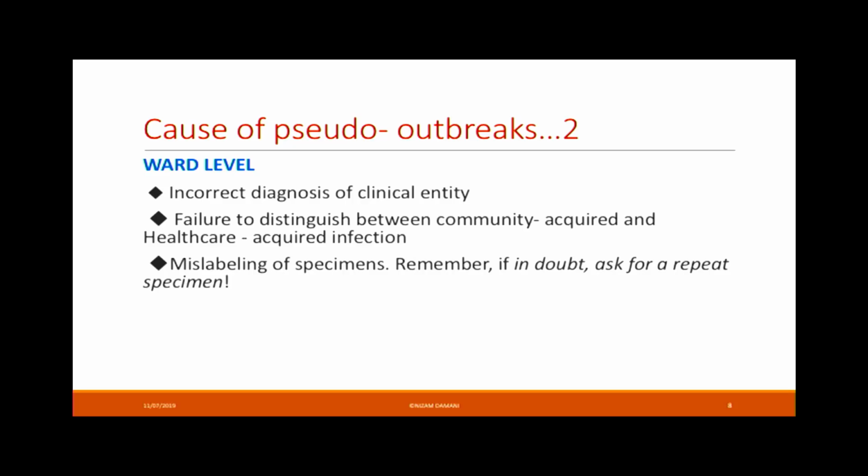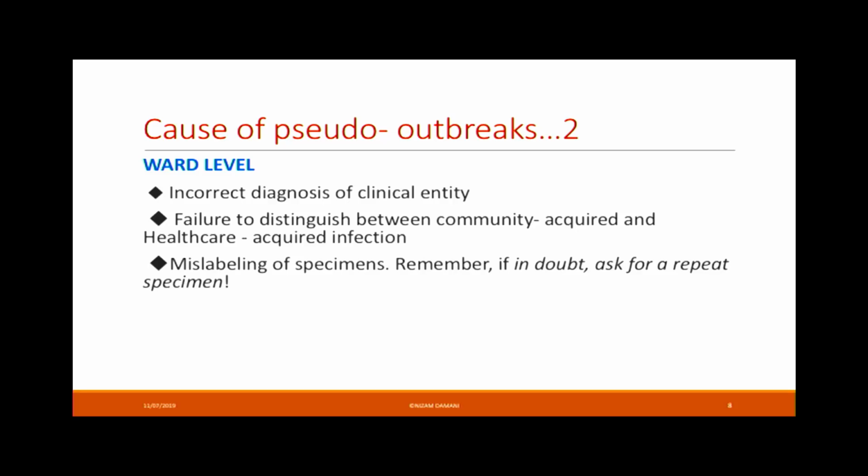I think mislabeling of specimens is very common, and if you're in doubt, please ask for a repeat specimen. This is the reason that we ask for 3 specimens from a patient with tuberculosis. Why? Because we do not want to misdiagnose tuberculosis. So there are certain diseases where, if you are in any doubt, please repeat the specimen. So you have to take into consideration the laboratory correlation with the clinical picture. You must do that all the time.